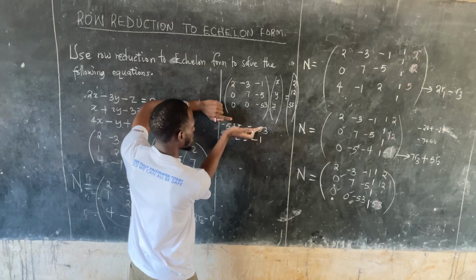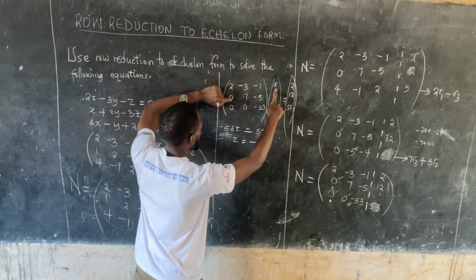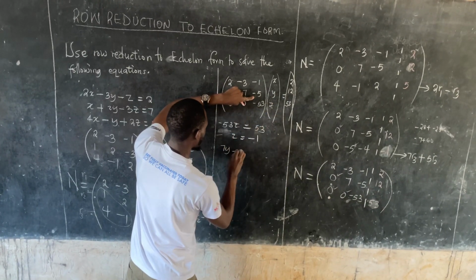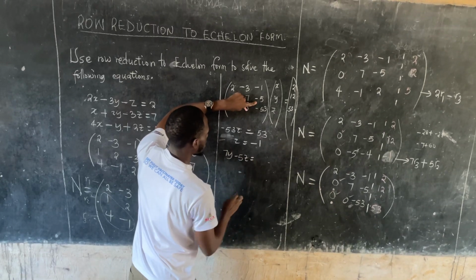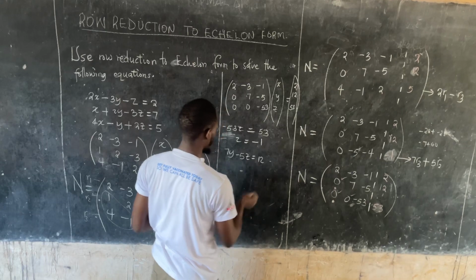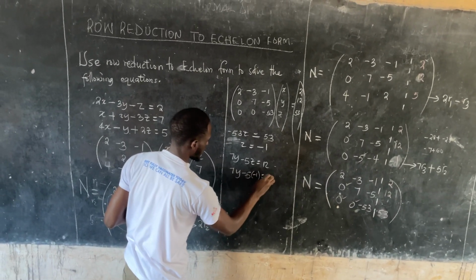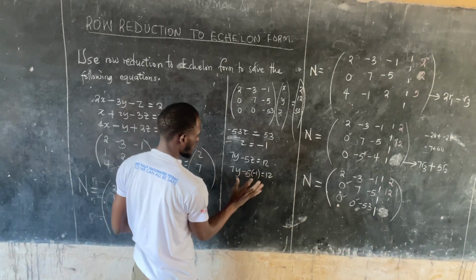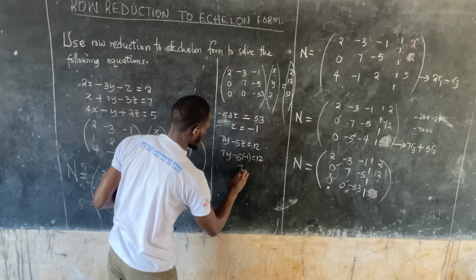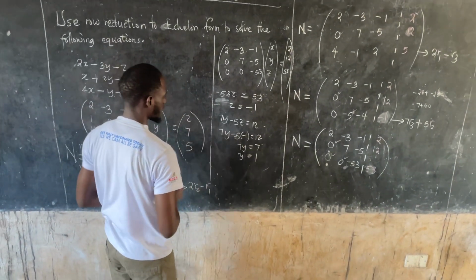Then now I come to this one here. I said you start from the bottom going upwards. So we start 0 times x, then 7 times y, then -5 times z. This is equal to 4. But we have the value of z as -1, so it is going to be 7y minus 5z. So this is already a 5. When 5 crosses equal signs, it becomes a what? So y is equal to 1.